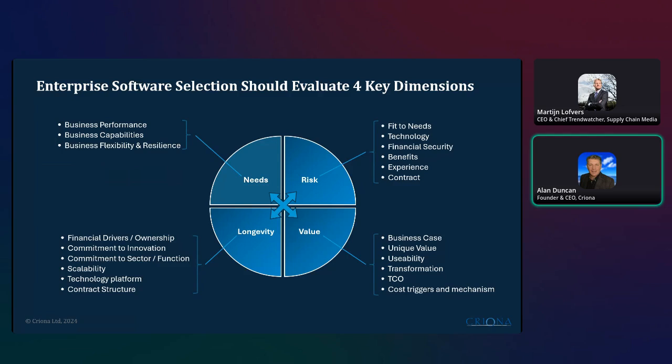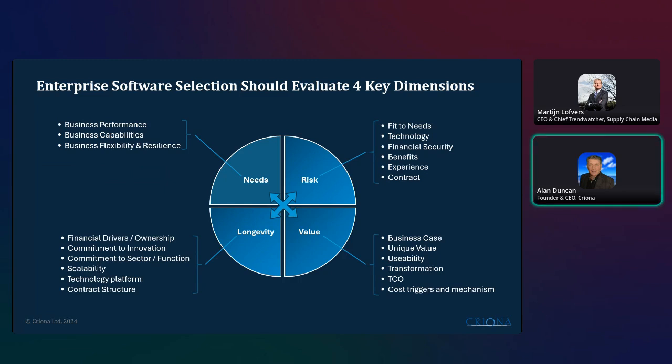And lastly, longevity. Strange word. Long partnership, basically. What's driving that vendor's decision making? Who owns them? Are they driven by quarterly performance and therefore only interested in the next quarter's sales results? What's their commitment and investment in innovation, an innovation that is relevant to you as the buyer? Are they innovating only in an industry sector or a technology area that is not of relevance to you?